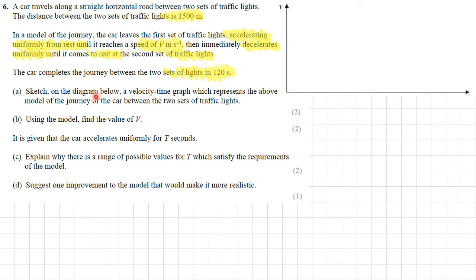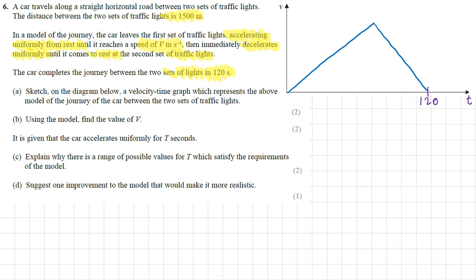Part A, sketch on the diagram below, or the diagram over to the side here, a velocity time graph which represents the above model of the journey of the car between the two sets of traffic lights. Now, I don't know the rate at which it was accelerating and decelerating. Let's assume that it accelerates more slowly than it decelerates. We don't know that. All I know is that the line's going to go up to show acceleration and then go down to show deceleration in a time of 120 seconds.